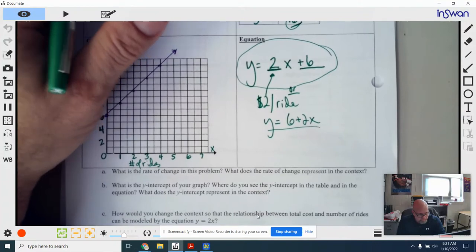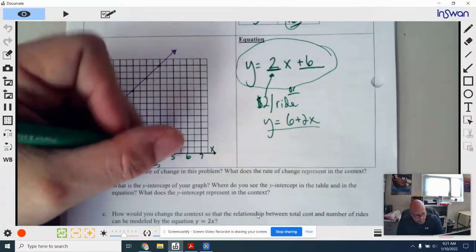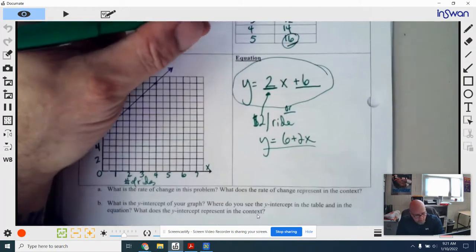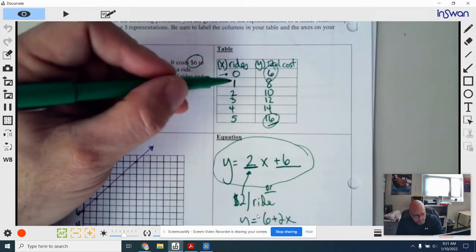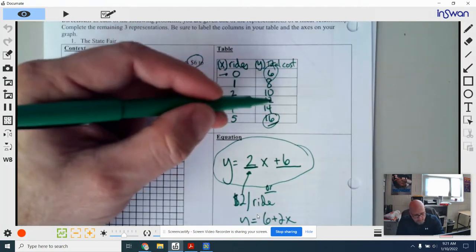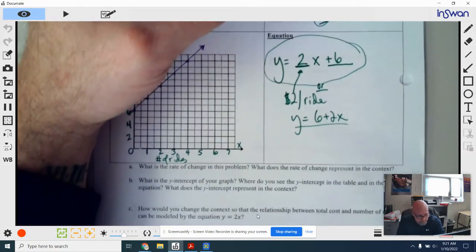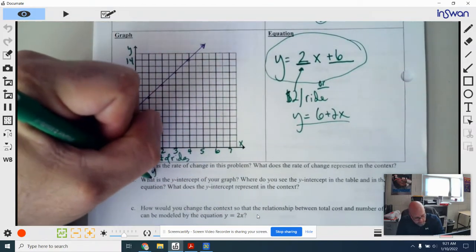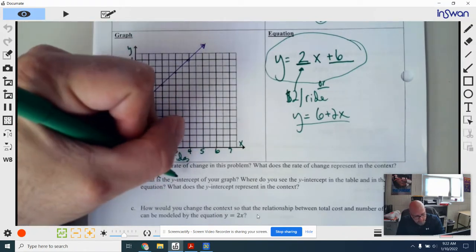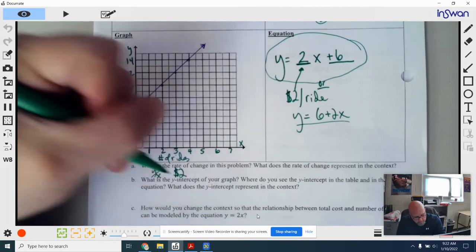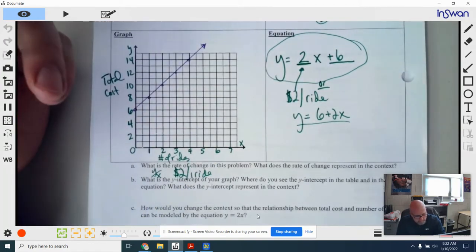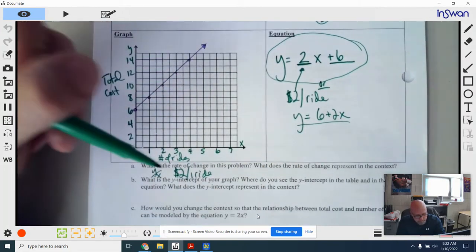Okay, letter A, what is the rate of change? The rate of change means what is going on every one of something. So you see the rides went up 1, total cost went up 2, plus 1, plus 2, plus 1, plus 2. So the rate of change, again, is the y over the x. And we see what's happening every time here. You're getting $2 for every one ride, which we just talked about up there. And that's exactly what it represents, $2 for every one ride.